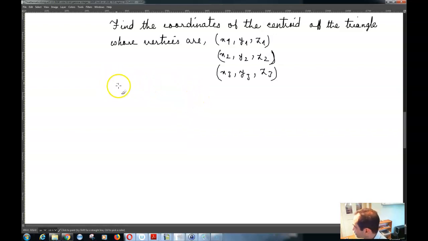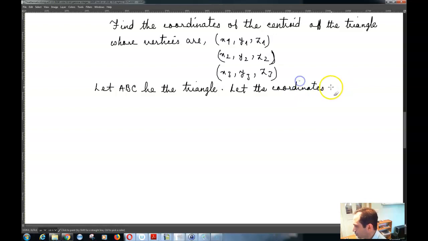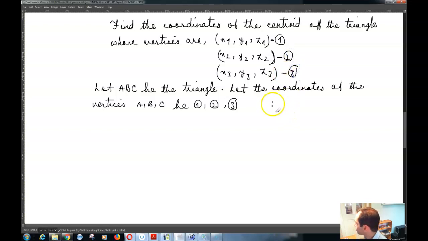So as the solution, you can say: let ABC be the triangle. Let the coordinates of the vertices A, B, C be 1, 2, and 3. I call this 1, I call this 2, and I call this 3, respectively.